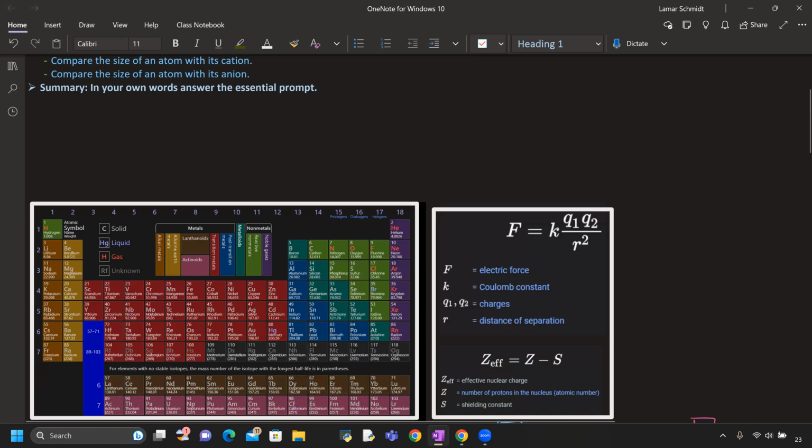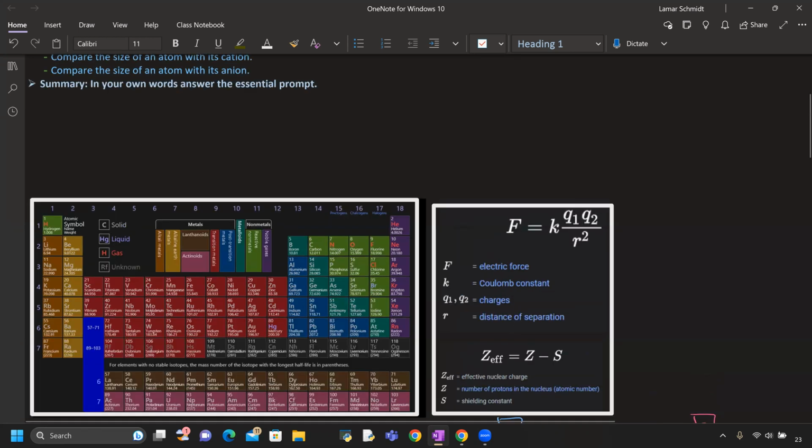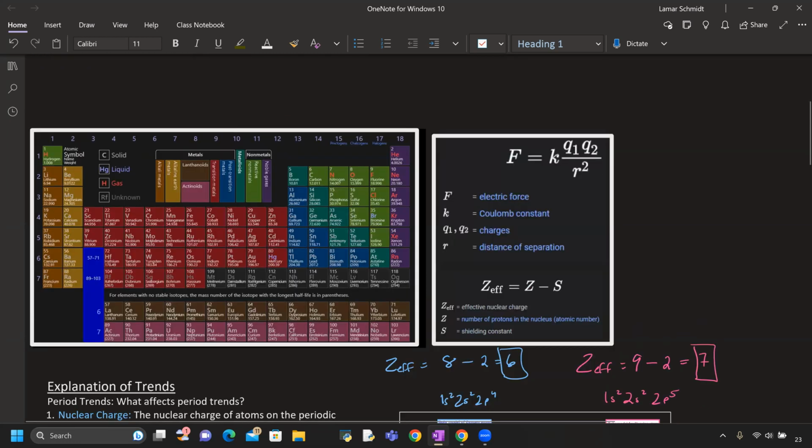When we're looking at periodic trends, we have several different types of trends: ionization energy, electronegativity, atomic size, ionic size, electron affinity. On a periodic table, as we move across the table we can see trends for certain things, and as we move down a group we can see trends for certain things. Those trends are affected by some other factors, and we just have to be able to explain those.